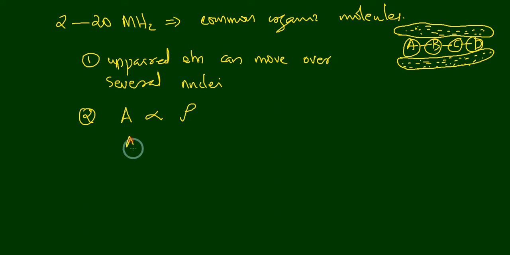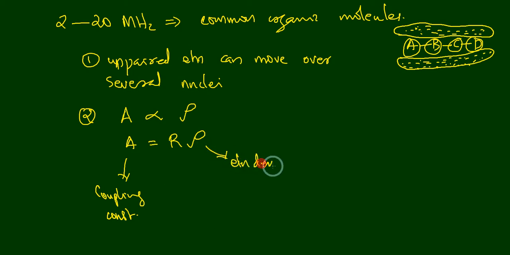So coupling constant A is proportional to the electron density, and in other words we can write A is equal to a constant R into rho. Here A is the coupling constant, and rho is the electron density at the nucleus that we are considering. What is R? R is equal to A divided by rho, means coupling constant per unit electron density. We can say like that, right?